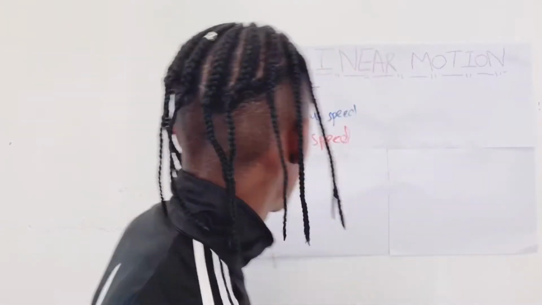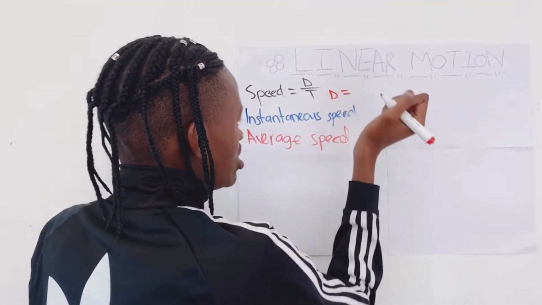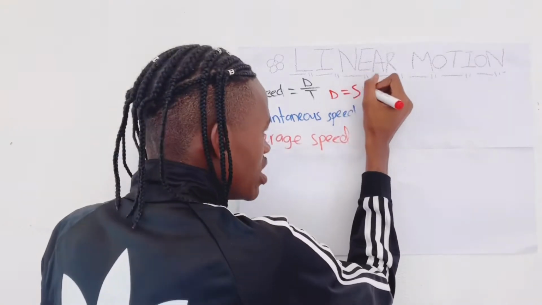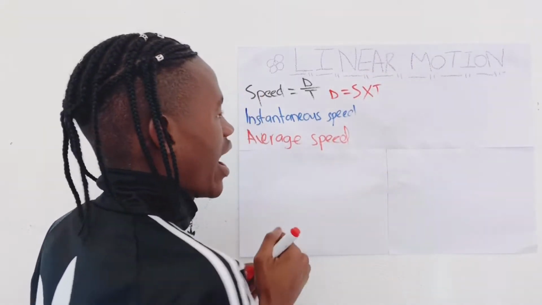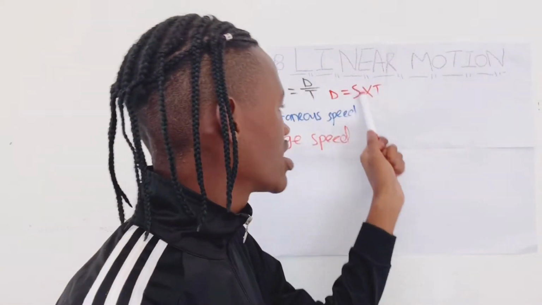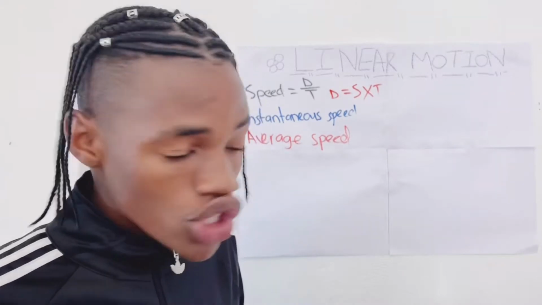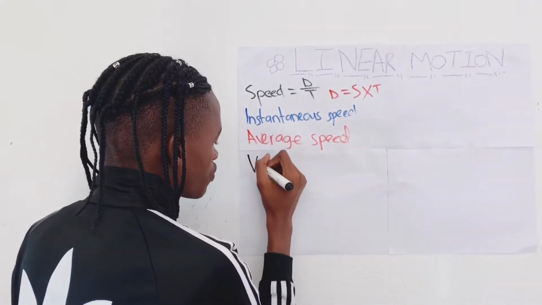And then to get your total distance covered, you're going to say speed multiplied by time. Whatever your speed will be, you multiply by your time. And usually we multiply the average speed, and then the time is the whole time interval. With that said, now we are gonna venture into velocity.